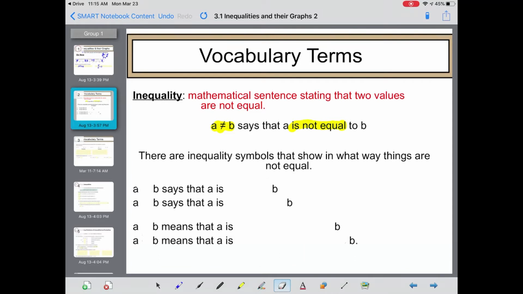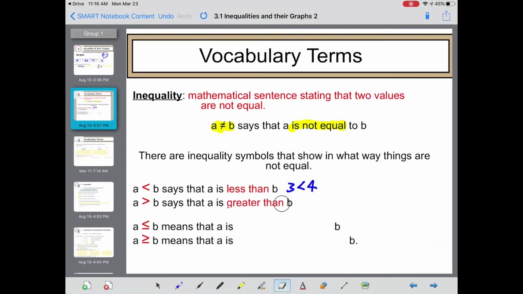As we go through our chapter on inequalities, we're going to have to memorize and understand these symbols. So we have 4 symbols here. Go ahead and fill those in, and we're going to explain what each one means. The first one says that A is less than B. So whatever the value of A is, it must be less than B. For example, 3 is less than 4. Okay, take your time, fill those in.